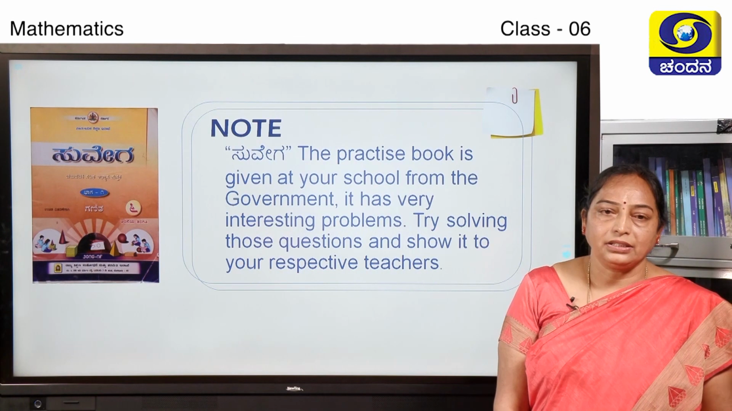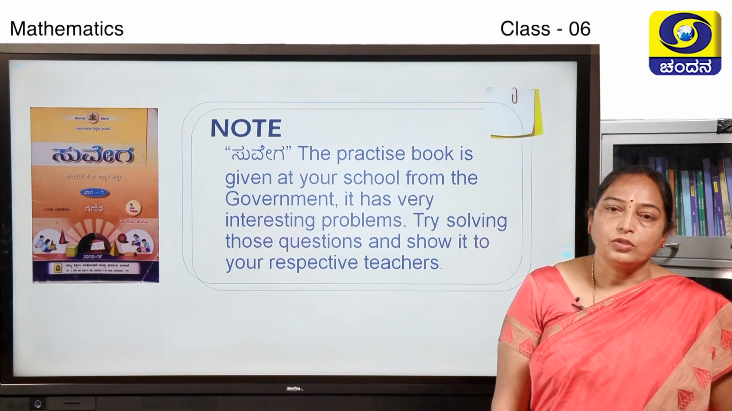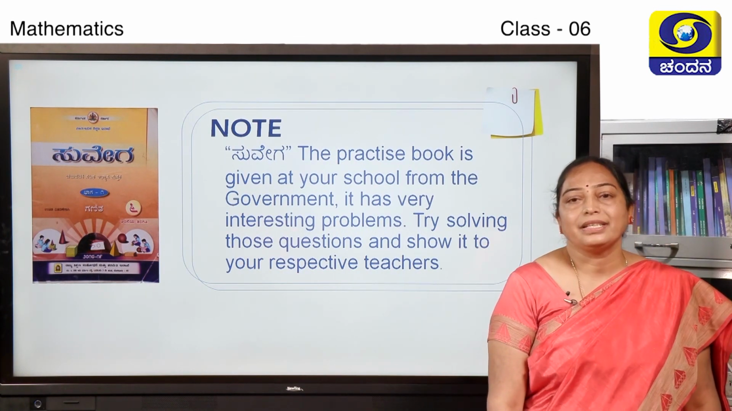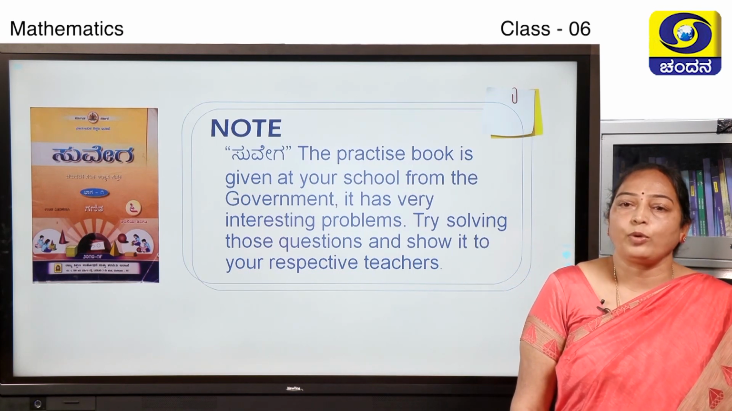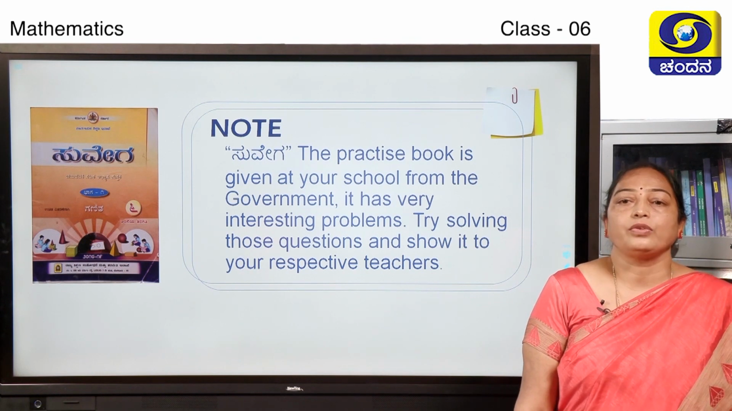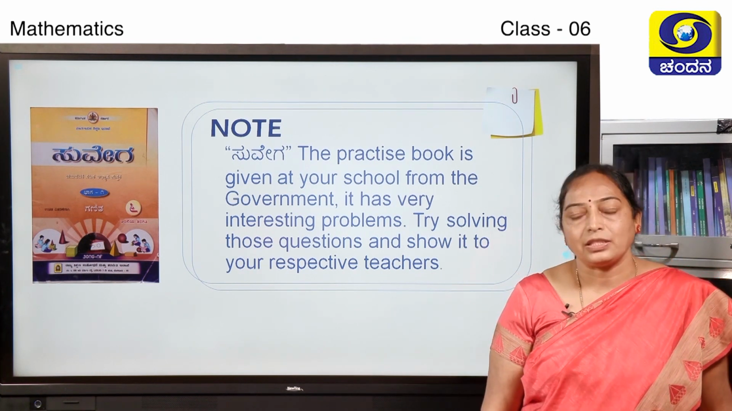Children, it is the Suvega book. Suvega, the practice book, is given at your school from the government. It has very interesting problems. Try solving those questions and show it to your respective teachers.